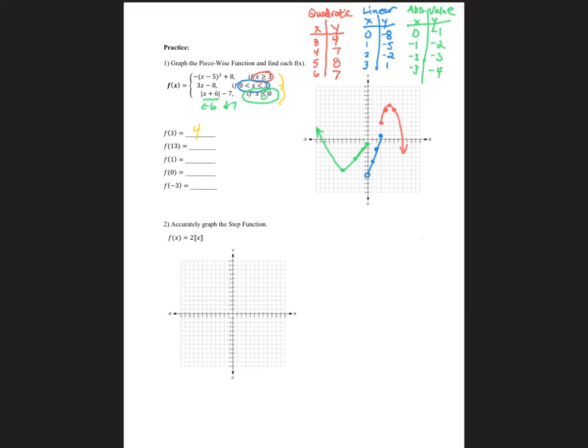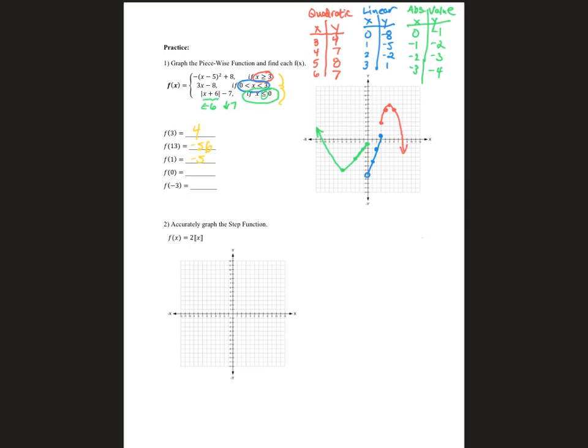Now the only one that satisfies where x could be 13 is again equation 1, so we'll plug it into the quadratic function. 13 minus 5 is 8, squared is 64, times it by a negative is negative 64, plus 8 is negative 56. The only function that I could plug x to be 1 in based off those domain restrictions is equation number 2, which is my linear function. So 3 times 1 is 3, minus 8 is negative 5.